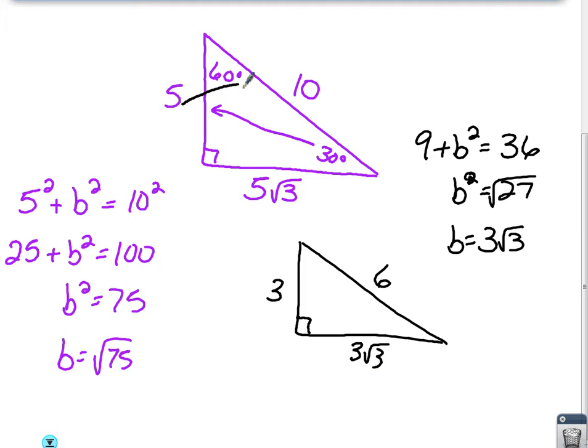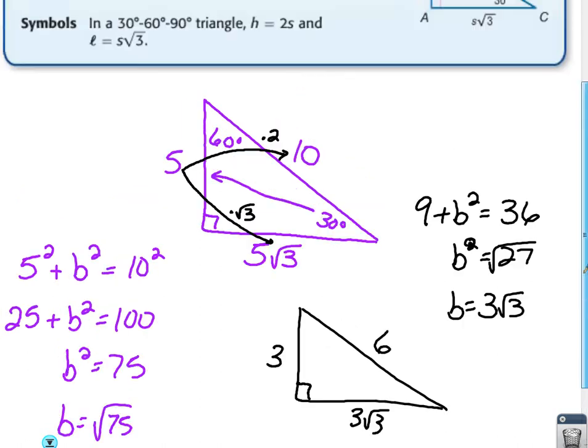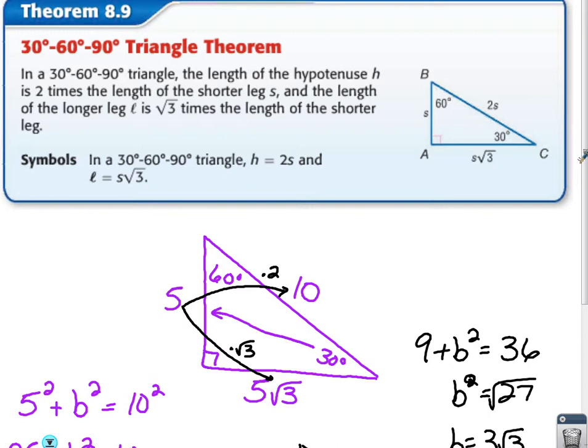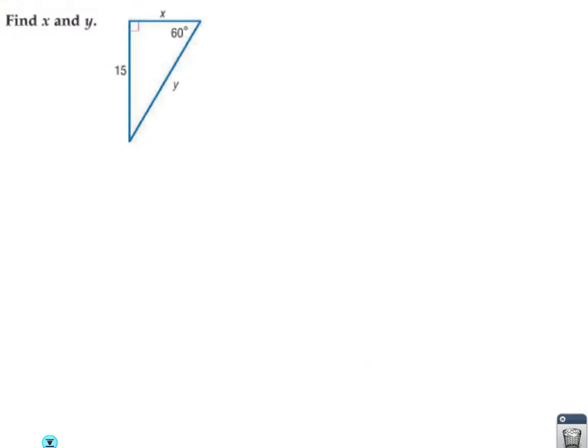To go from short side to hypotenuse, you multiply times 2. To go from short side to long side, you multiply times root 3. Let me scroll back up to the top. In all 30, 60, 90s, if you have the short side length, to go from short side to hypotenuse, notice you have s and you have 2s, you double it. To go from short side to long side, you do whatever that side was times the square root of 3.